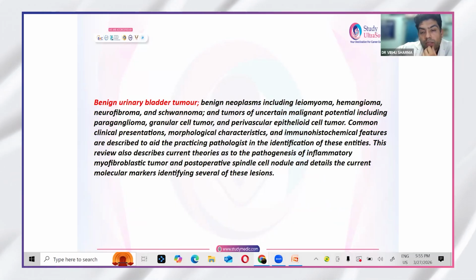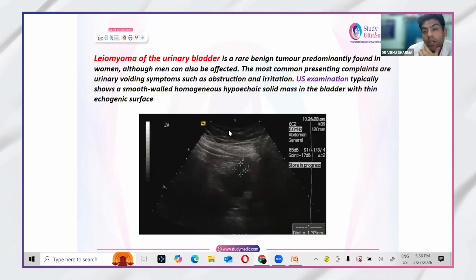The benign ones are like leiomyoma, hemangioma, neurofibroma, schwannoma, and clinically they all have morphological characteristics and immunohistochemical features that are very well visualized during the cystoscopic biopsies which we do. And the review also described the pathogenesis of inflammatory myofibroblastic tumor in detail. So these benign lesions should be well distinguished and localized within the bladder.